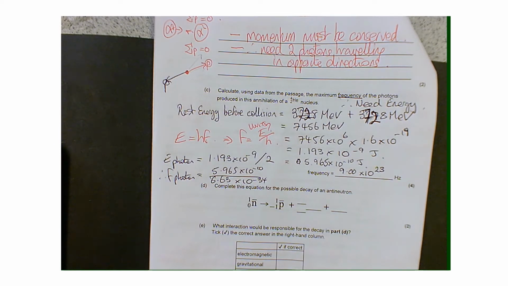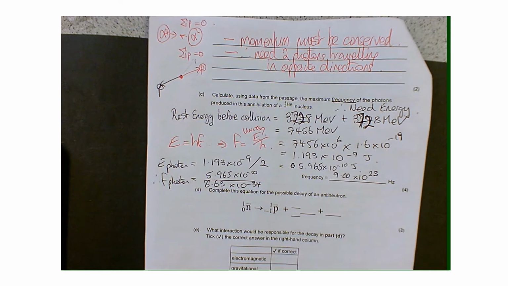Now, what is weird about this question? There is something really strange about the way I've done this question. I've done this really long-winded in a way. What's strange about it is at the start I multiply by 2 to get the total rest energy, and then I convert that into joules, and then I divide it by 2 again before I put it into the equation. And you might say, well, why bother doing that? Why not just take that rest energy, convert it into joules, and use it directly?